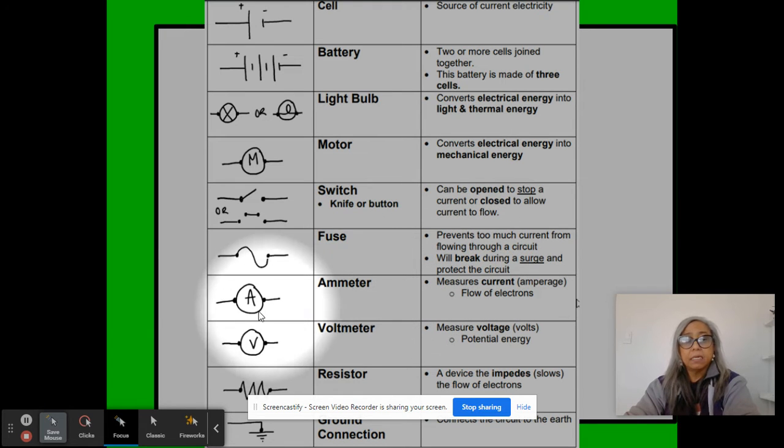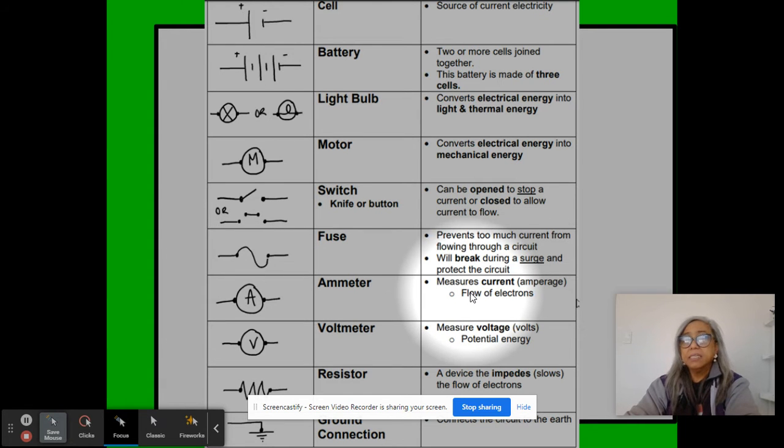The ammeter is represented by a capital letter A with a circle. It measures current or amperage, or the flow of electrons. And the voltmeter is represented by a capital V with a circle around it. This measures voltage or the potential energy. At times, you might see the word resistor. It is represented as a series of jagged lines, like peaks. It's a device that impedes or slows down the flow of electrons.